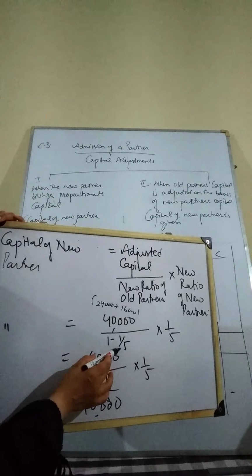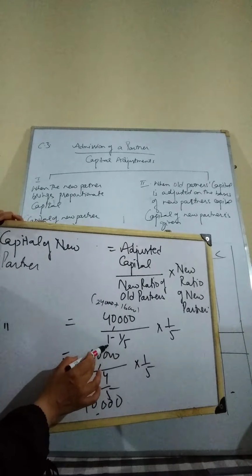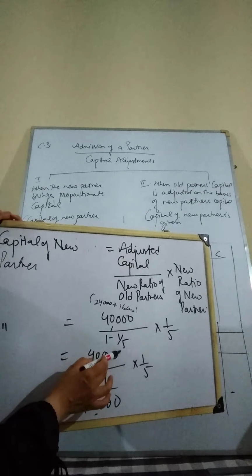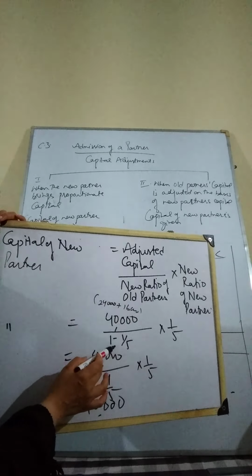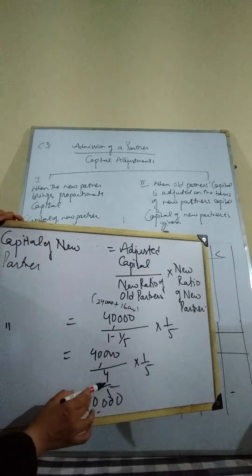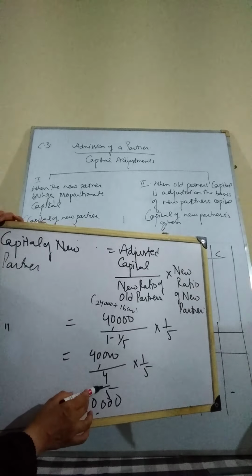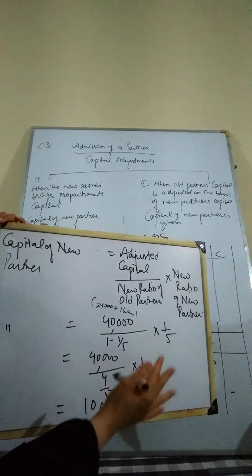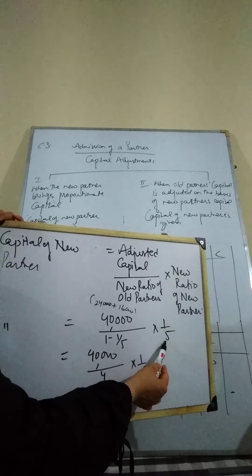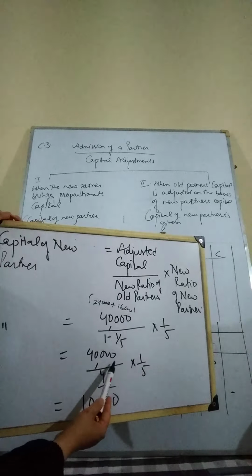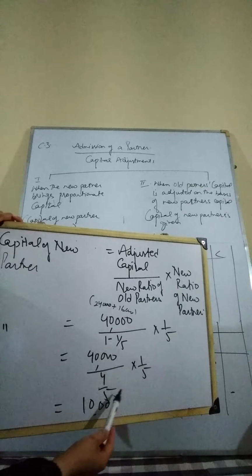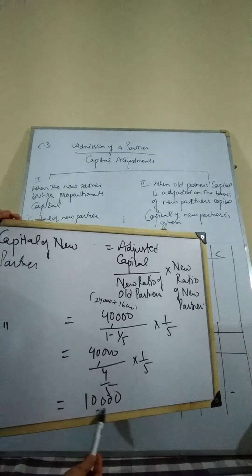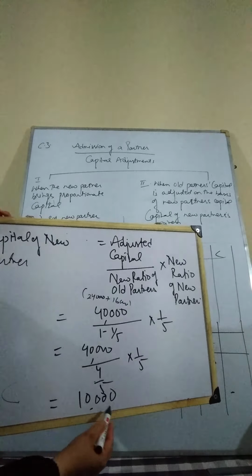How can we calculate the new ratio of old partners? Let the capital of the entire firm equal 1 minus C's share. The new partner's share is 1/5. Then 1 minus 1/5 comes down as 4/5. This is the new ratio of old partners, after giving C's share, multiplied by the new partner's share. Then it will be 40,000 divided by 4/5 multiplied by 1/5. Then the new partner's capital shall be 10,000. New partner means C's capital shall be 10,000.